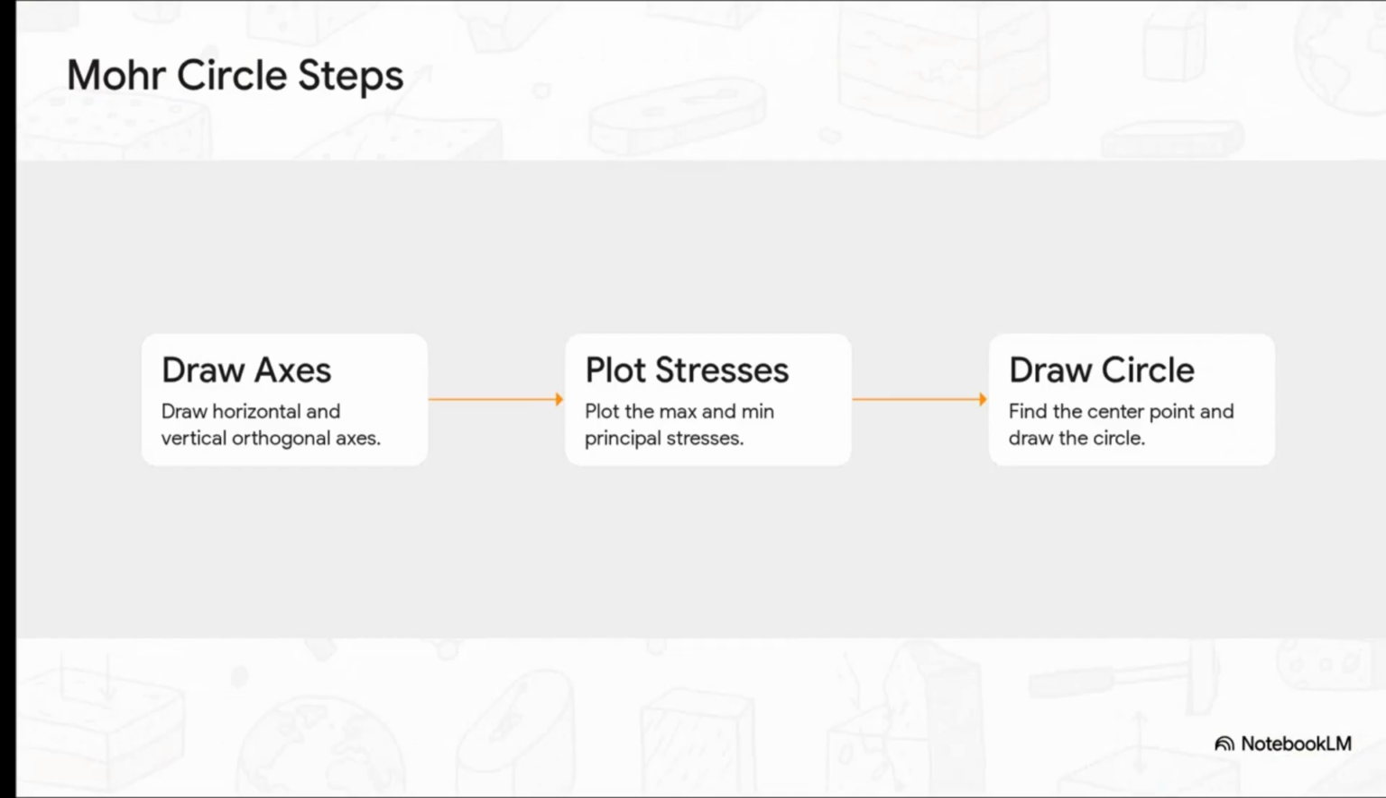Here's how you construct it step by step. First, you draw your standard orthogonal axes. The horizontal axis is our normal stress, and the vertical axis is our shear stress. By convention, we place compressive stresses on the positive side of that horizontal axis. Next, you plot your minimum and maximum principal stresses, sigma 3 and sigma 1, on the horizontal line. Finally, you find the exact midpoint between those two plots. That midpoint becomes the center of your circle, and the distance between sigma 1 and sigma 3 becomes the diameter. Draw your circle and boom, your graph is set.